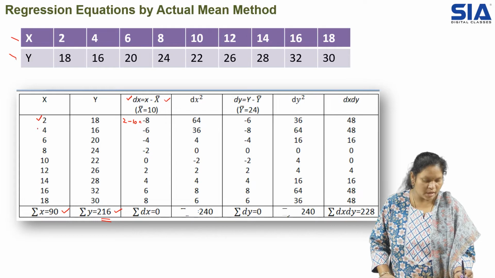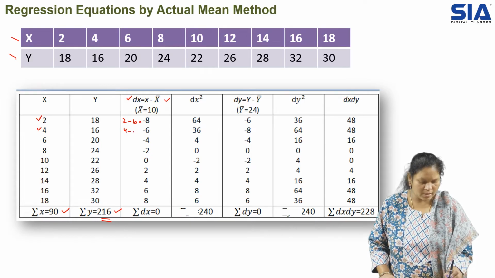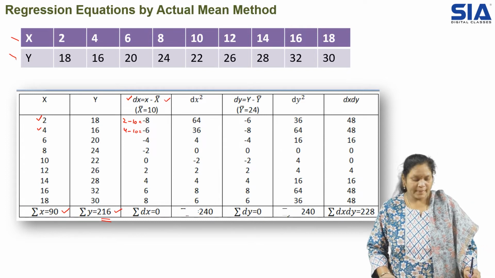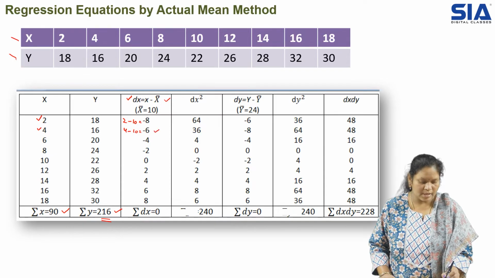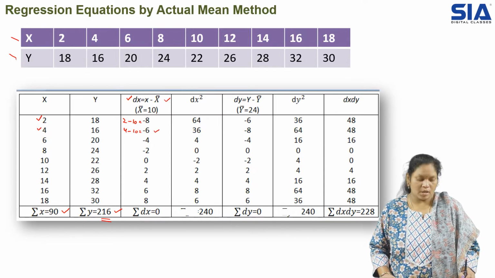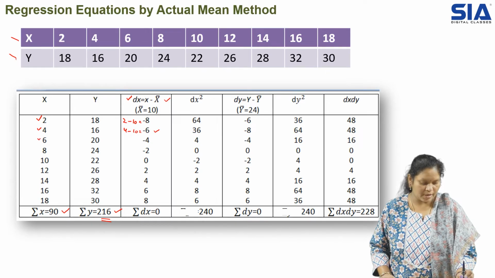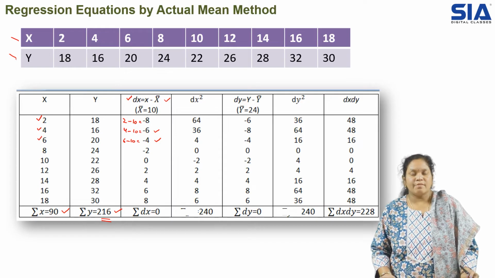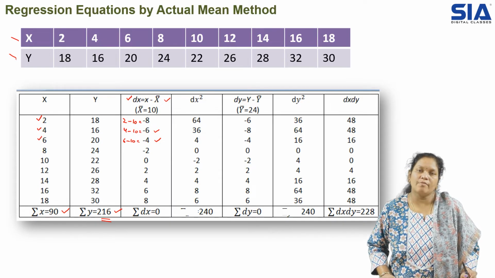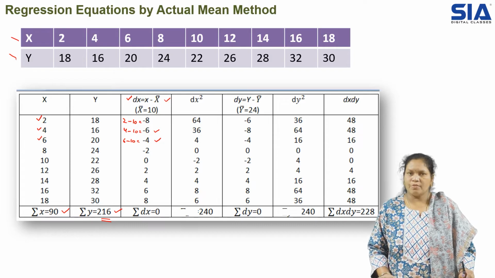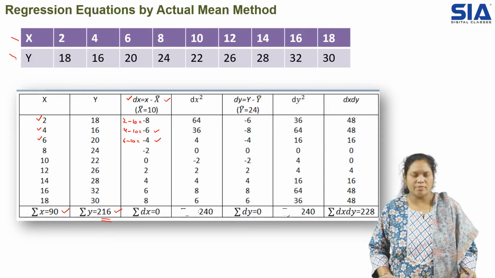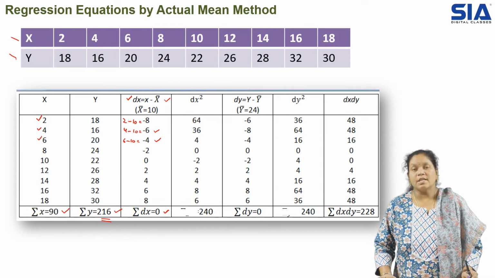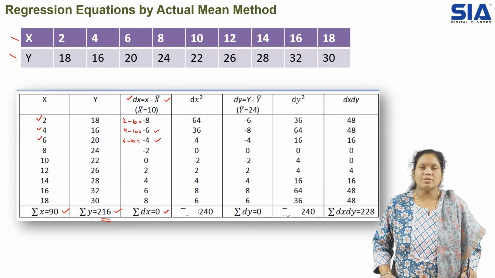Like that we have to obtain all other values. Next x value is 4. So 4 minus 10 again, x bar is the same 10 itself. So 4 minus 10 is minus 6. Next value, let us take 6. So 6 minus 10 we have got as minus 4. In that way you have to obtain all the dx column values. Summation dx, if you are willing you can do it, otherwise there is no need. I have got summation dx as 0. Adding all the values of dx, you get summation dx is 0.